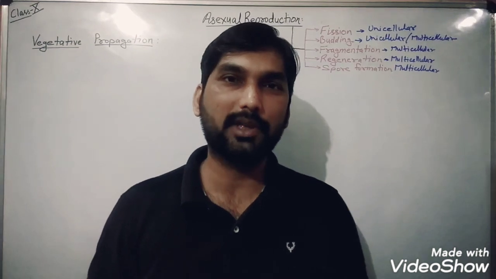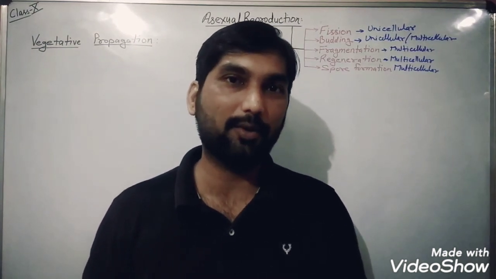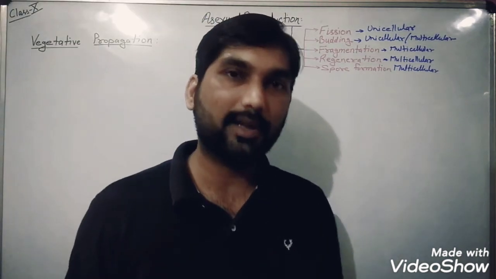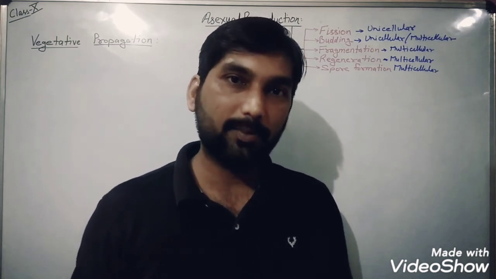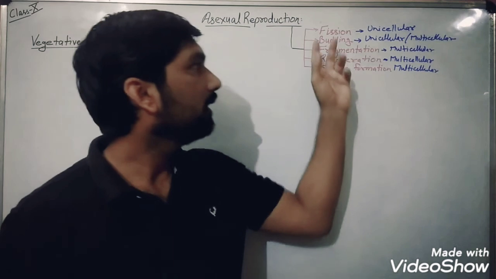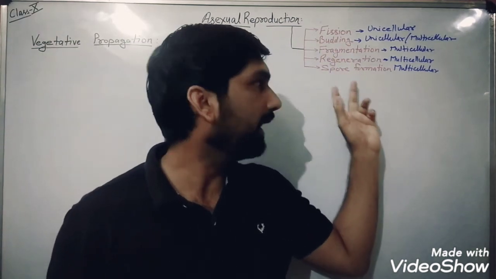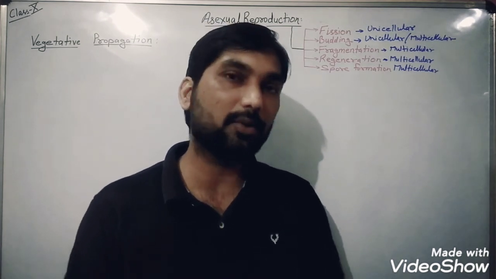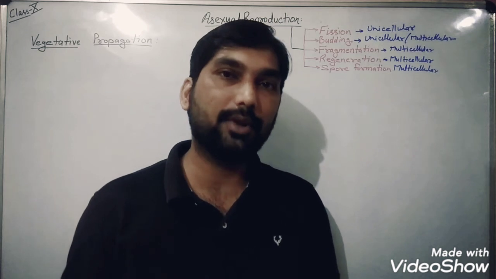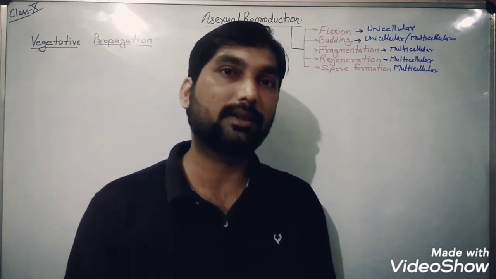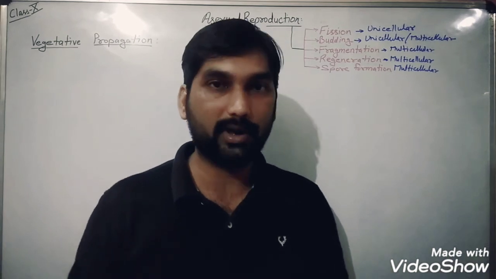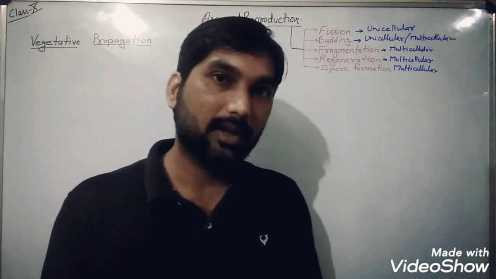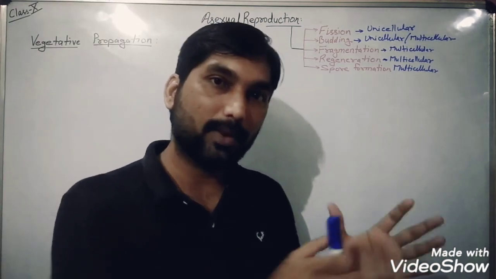Hello students, welcome to this new video where we are going to start a new topic, that is vegetative propagation, and this is the last method of asexual reproduction. In the previous video we have discussed fission, budding, fragmentation, regeneration and spore formation, where we have seen how unicellular and multicellular organisms produce new organisms from their body parts other than the sexual mode of reproduction. But here in vegetative propagation we are going to discuss that this specific process is related to plants only.